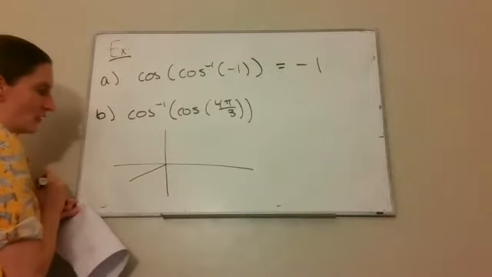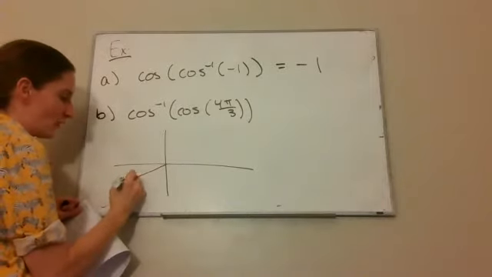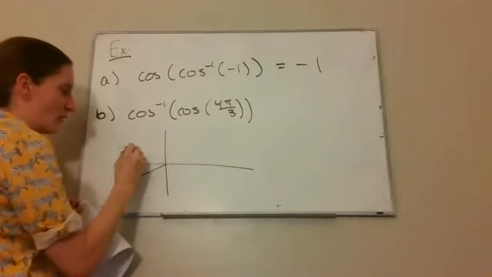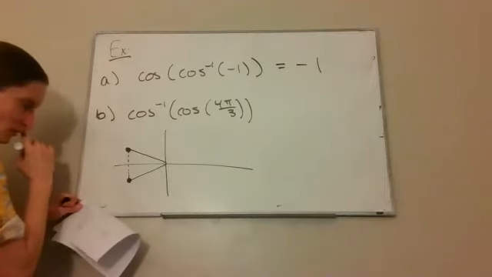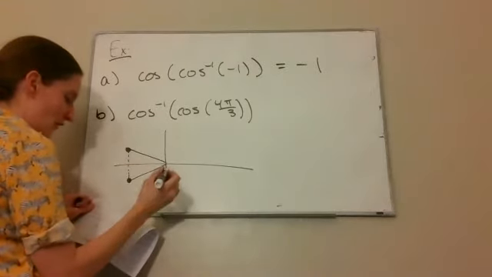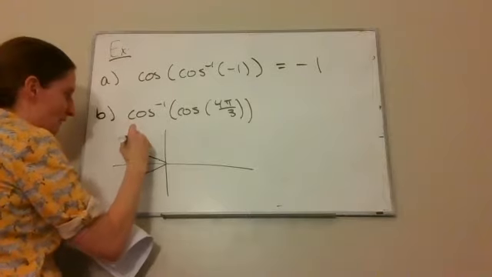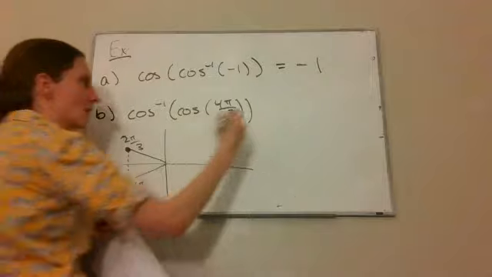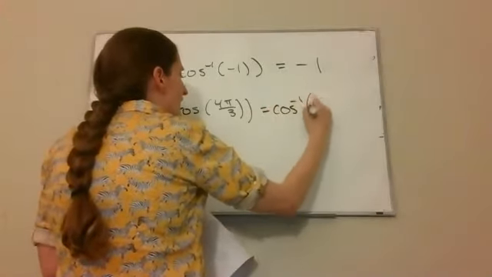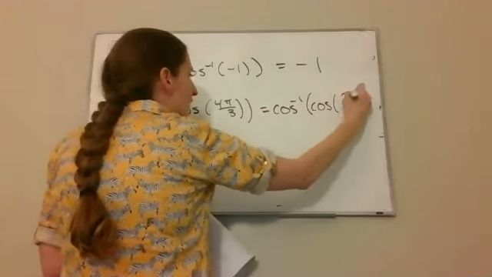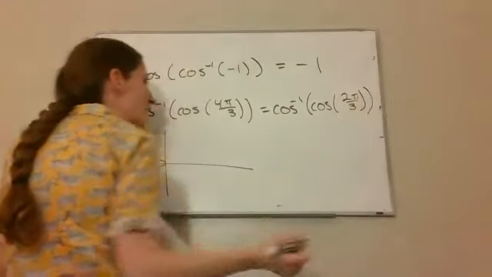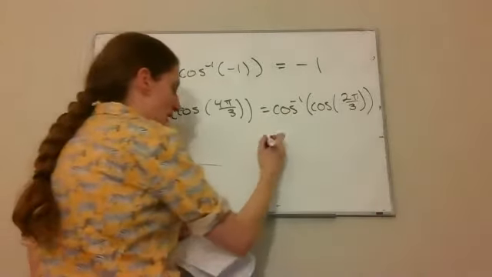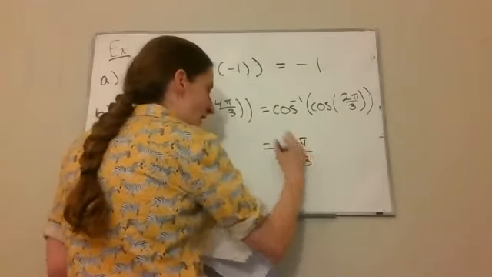4pi/3 is approximately over here. The cosine of this value is an x value, and we have an equal x value for this angle up here. So instead of 4pi/3, I can also use just 2pi/3, and I'll have the same cosine value for both of those. So this is the same thing as cosine inverse of cosine of 2pi/3, changing it so that it's an appropriate input to use this inverse trig function relationship, and then I get 2pi/3 as the result.